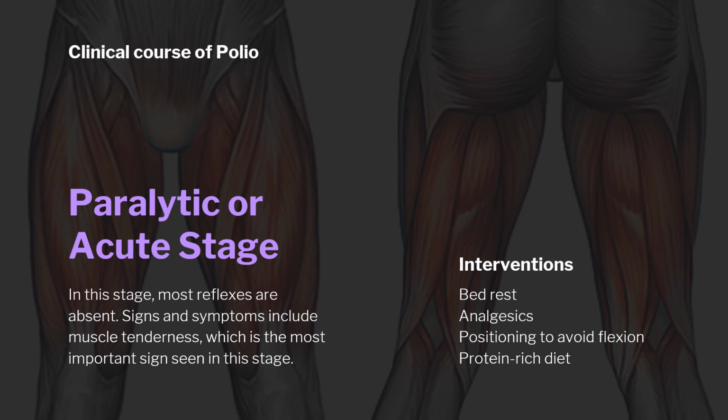Second is the acute or the paralytic stage, which happens 7 to 10 days from the onset of poliomyelitis. In this stage, most reflexes are absent. Signs and symptoms include muscle tenderness, which is the most important sign seen in this stage. To treat the disease in this stage, rest is highly needed. The patient should not be overhandled. Interventions also include isolation, analgesic intake, and a diet rich in protein.